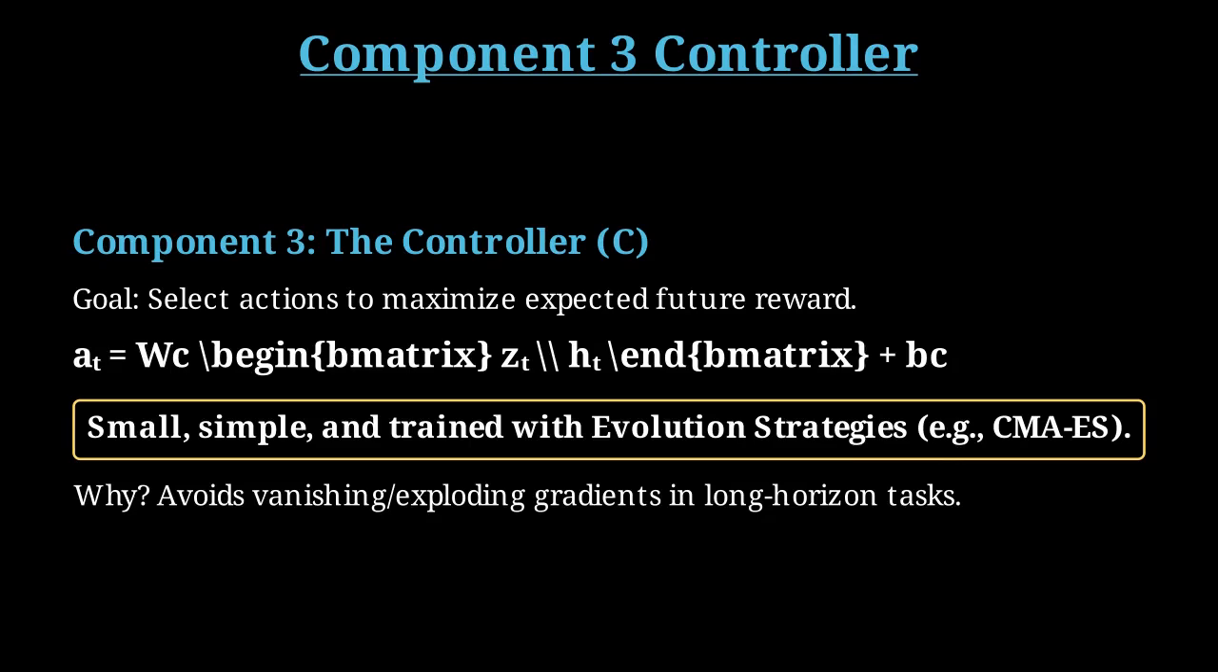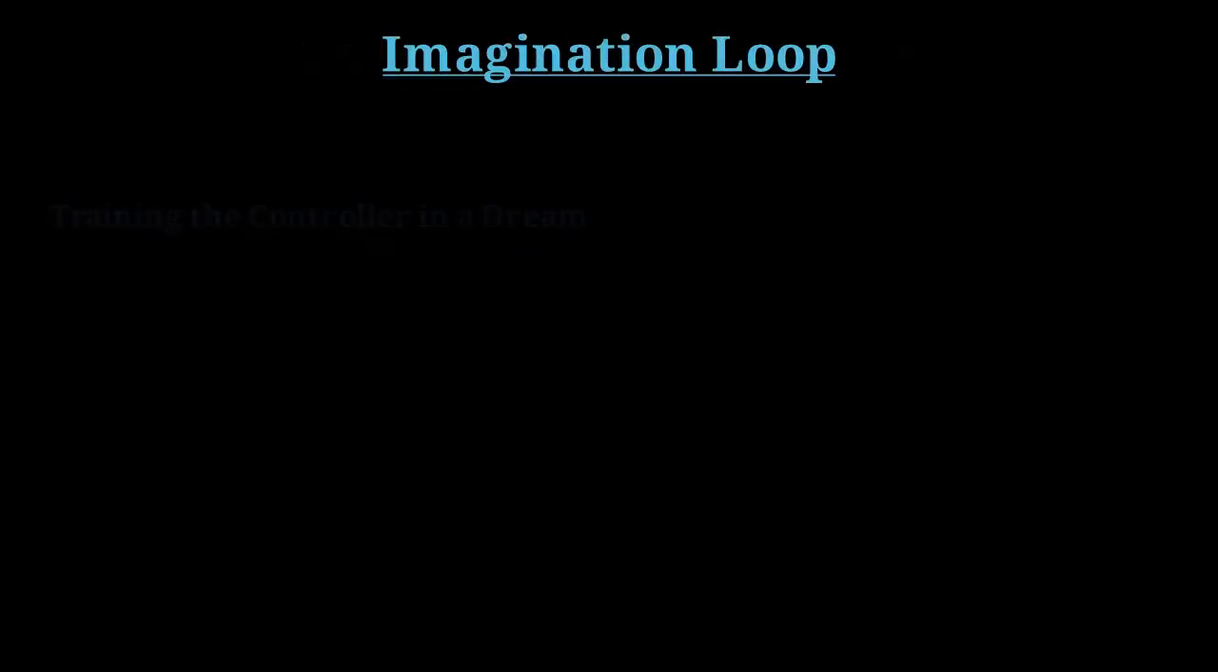This tiny controller is not trained with backpropagation. Instead, its weights are found using an evolution strategy like covariance matrix adaptation evolution strategy, or CMA-ES, which is highly parallelizable. This is where the magic happens.